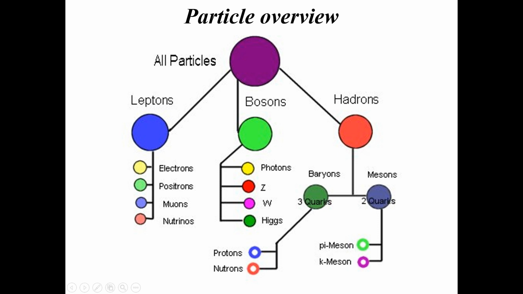Baryons are further divided into two well-known particles: protons and neutrons. Protons and neutrons are the types of baryons made from three different combinations of quarks. Mesons are further divided into two types: pi mesons and K mesons. So this is an overview of the particle classifications.